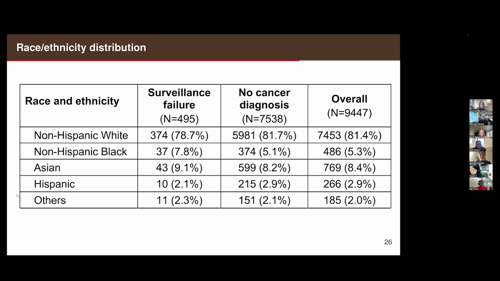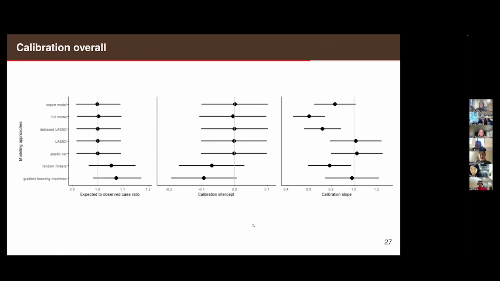One point I'll make is, even though the data set for this consortium is huge, it includes millions of women, millions of mammograms, when we drill down to the population of interest, we end up with a small data set, particularly for minoritized race and ethnicity groups. So you can see very few Black, Asian, Hispanic, or other race and ethnicity patients.